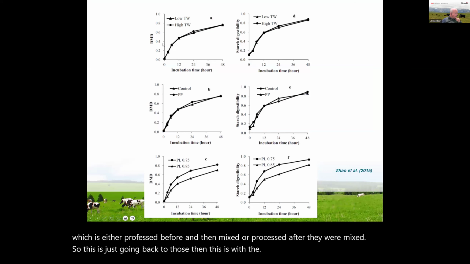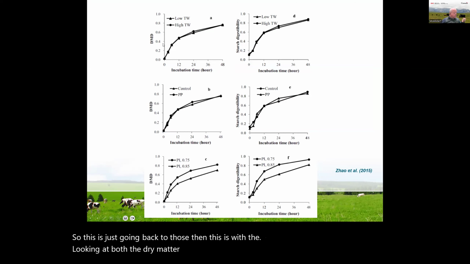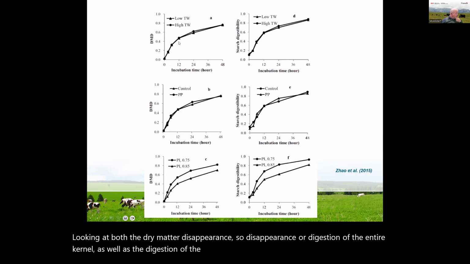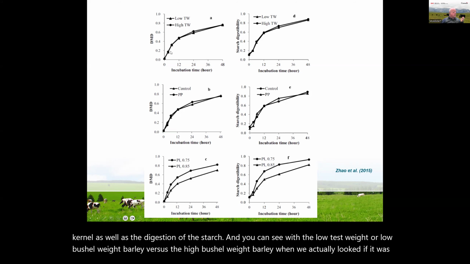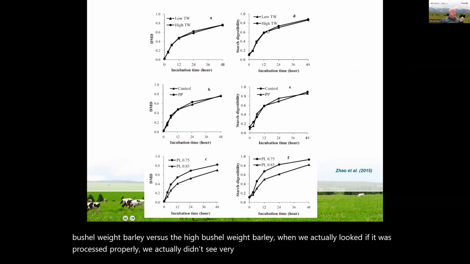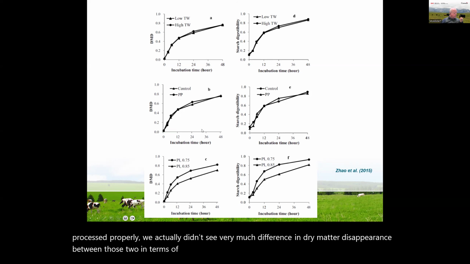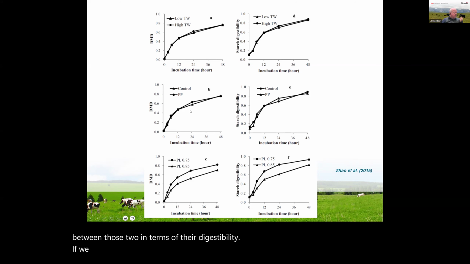Looking at both the dry matter disappearance, so disappearance or digestion of the entire kernel, as well as the digestion of the starch. And you can see with the low test weight or low bushel weight barley versus the high bushel weight barley, when we actually looked at if it was processed properly, we actually didn't see very much difference in dry matter disappearance between those two in terms of their digestibility. If we processed them improperly, there was some separation, but still not very extensive.